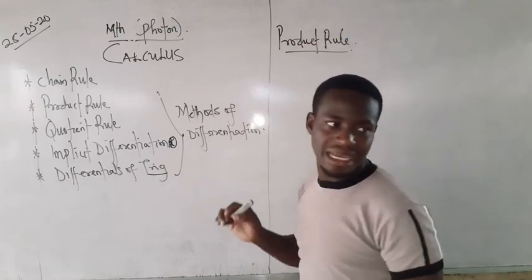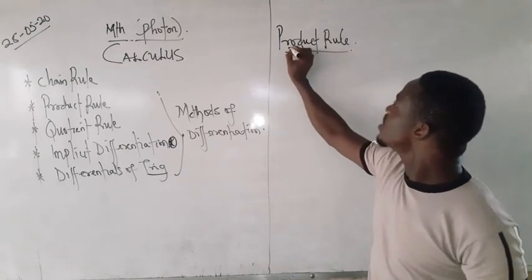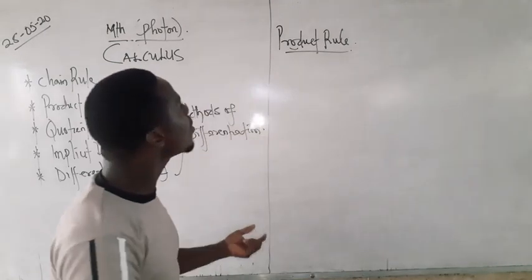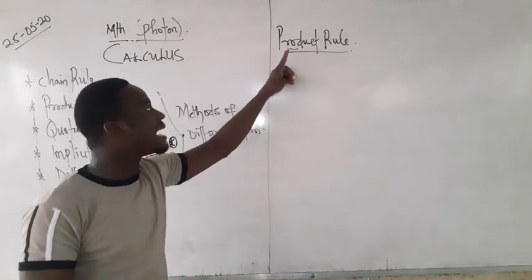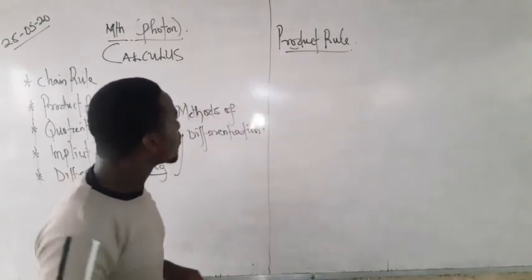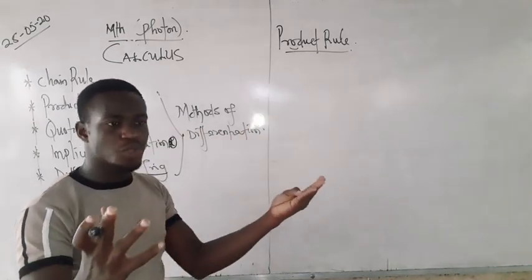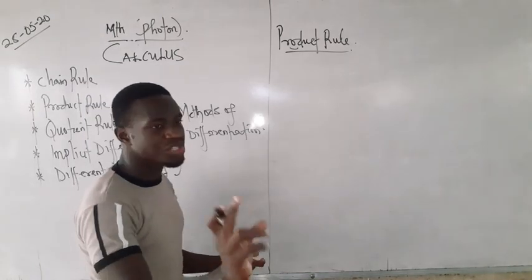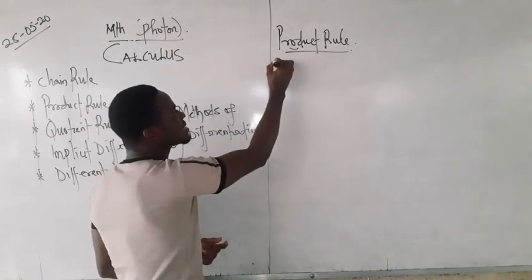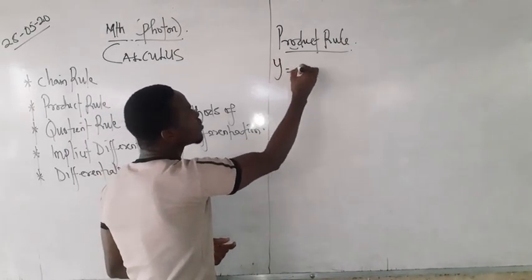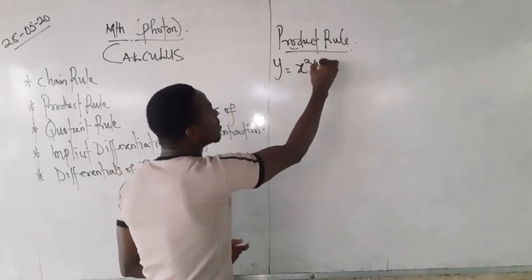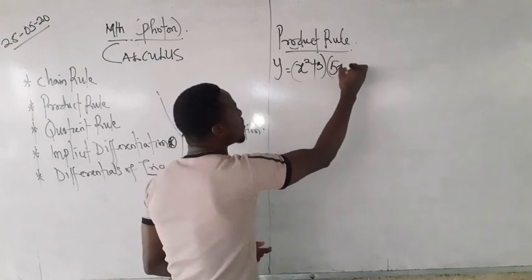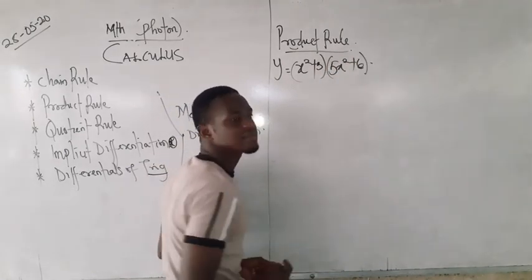I did explain in our last class that this word product stands for what? Multiplication. Now, when do you know when to apply your product rule? Your product rule can be applied when you look at two terms multiplying each other. Take, for example, you have a question of this format. Let's say y equals x squared plus 3 multiplied by 5x squared plus 6.